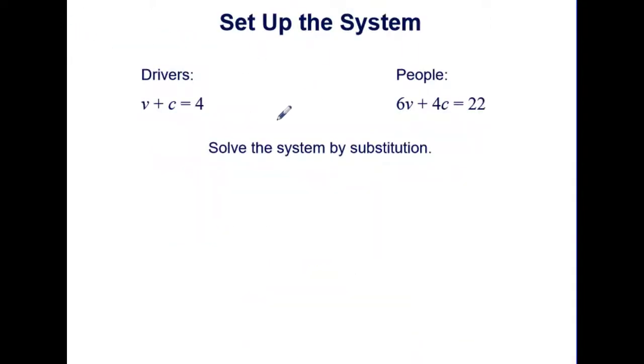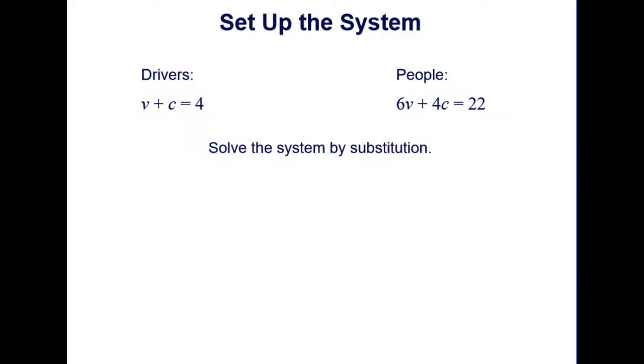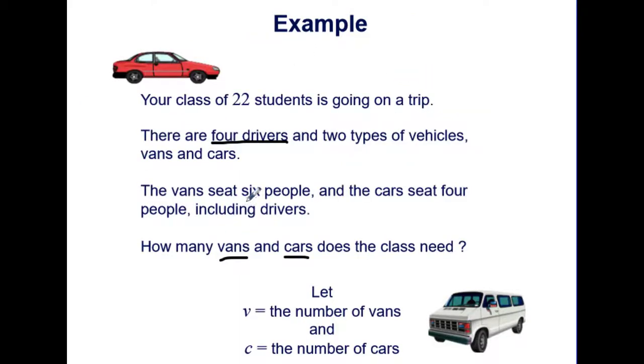We're going to set up the system. So here, for the drivers, we have V plus C equals 4, because if we go back, we've got 4 drivers. So the drivers of the van has to be the total drivers per van. And we'll have 6V plus 4C equals 22 from the information of the 6 people and 4 people, and the 22 students for the people.